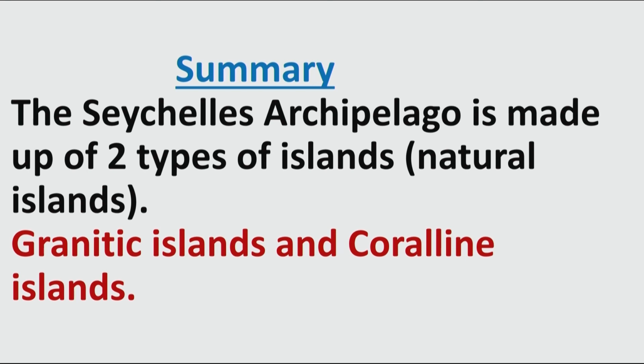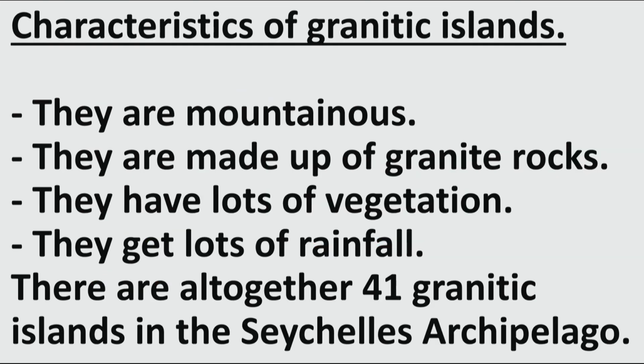Okay, so what is it that we have seen so far? The Seychelles Archipelago is made up of 2 types of islands. We're talking about natural islands. They are granitic and coralline islands. Okay? Granitic islands, they are mountainous. They are made up of granite rocks. They have lots of vegetation. They get lots of rainfall. There are altogether 41 granitic islands in the Seychelles Archipelago.